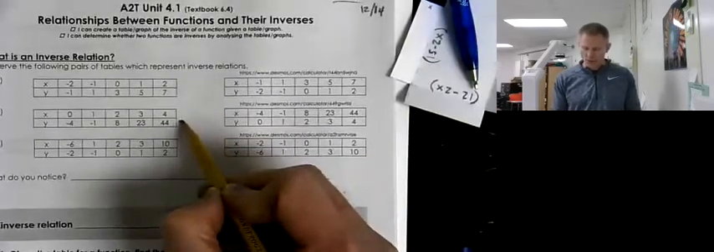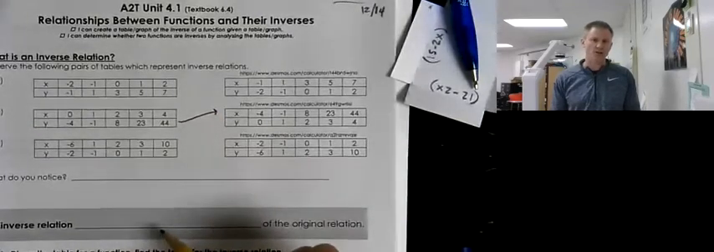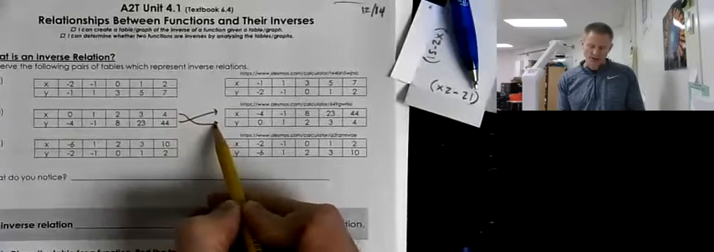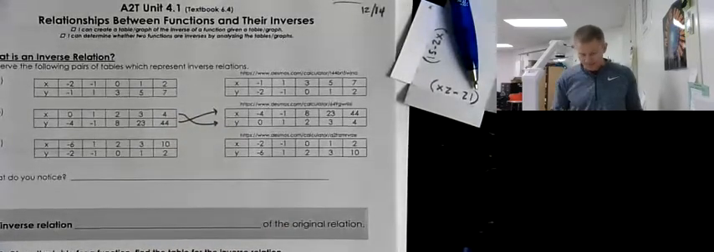We have two tables. They are inverses of each other. So if you take the Y values of the original, they will become the X values of the inverse. And the X values of the original will become the Y values of the inverse. So if you notice, the range of the original is going to become the domain of the inverse, and the domain of the original is going to become the range of the inverse.